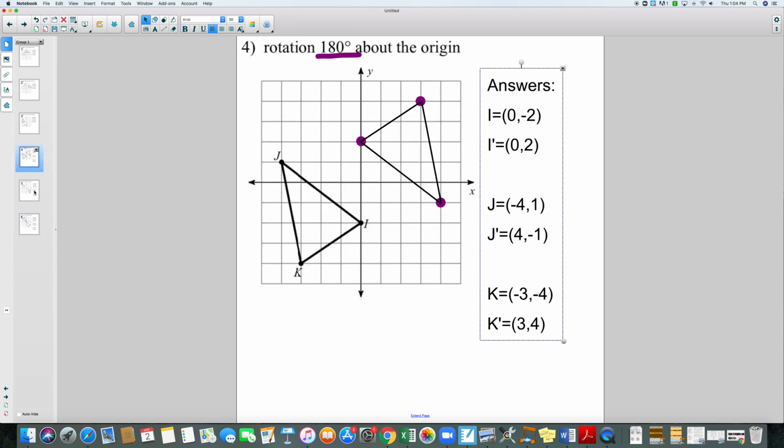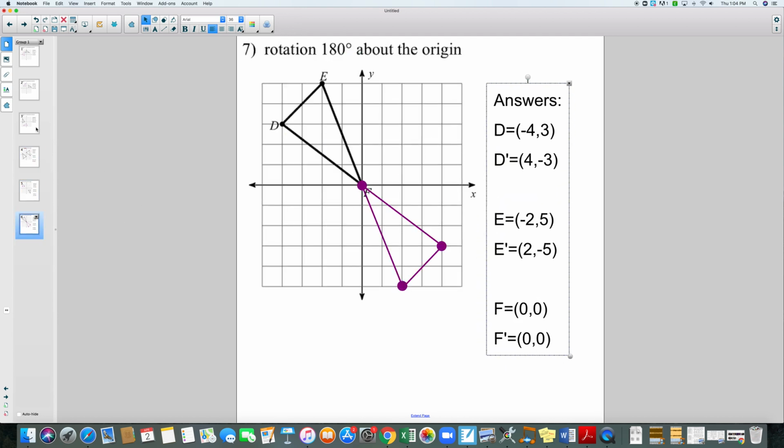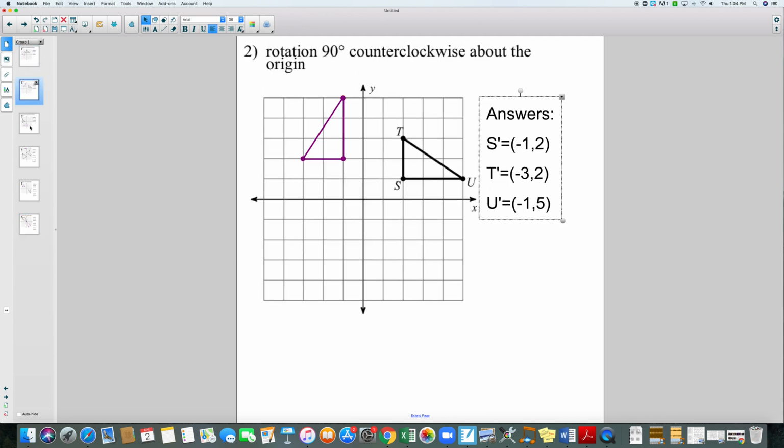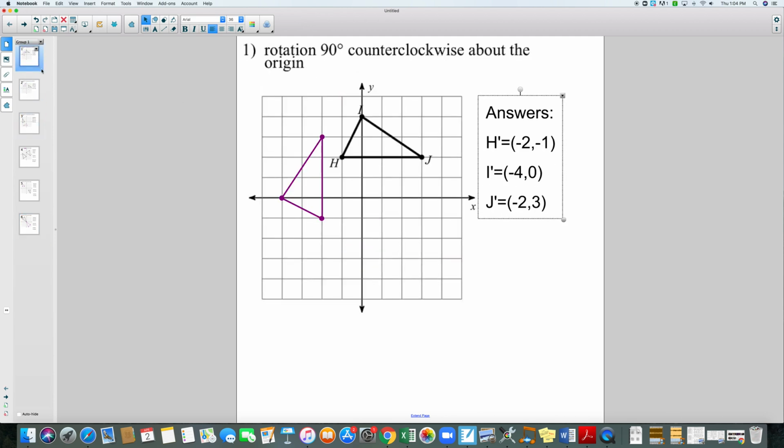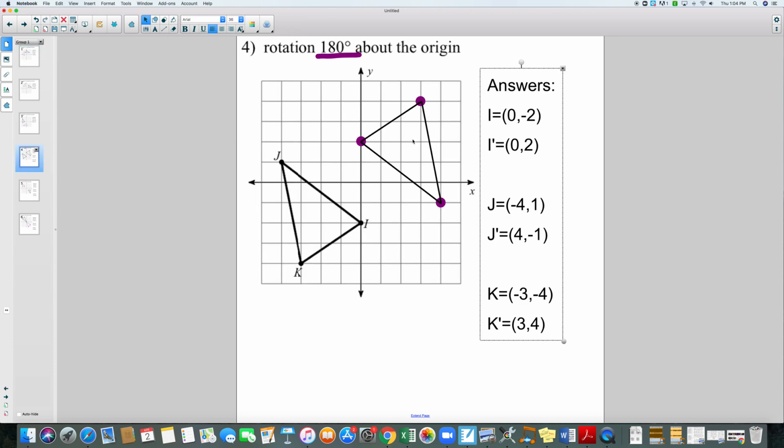All right, so I hope these are some helpful hints. Maybe I'll do a quick video just on the different ways you can determine, especially for 180, where you're going to go with your figure.